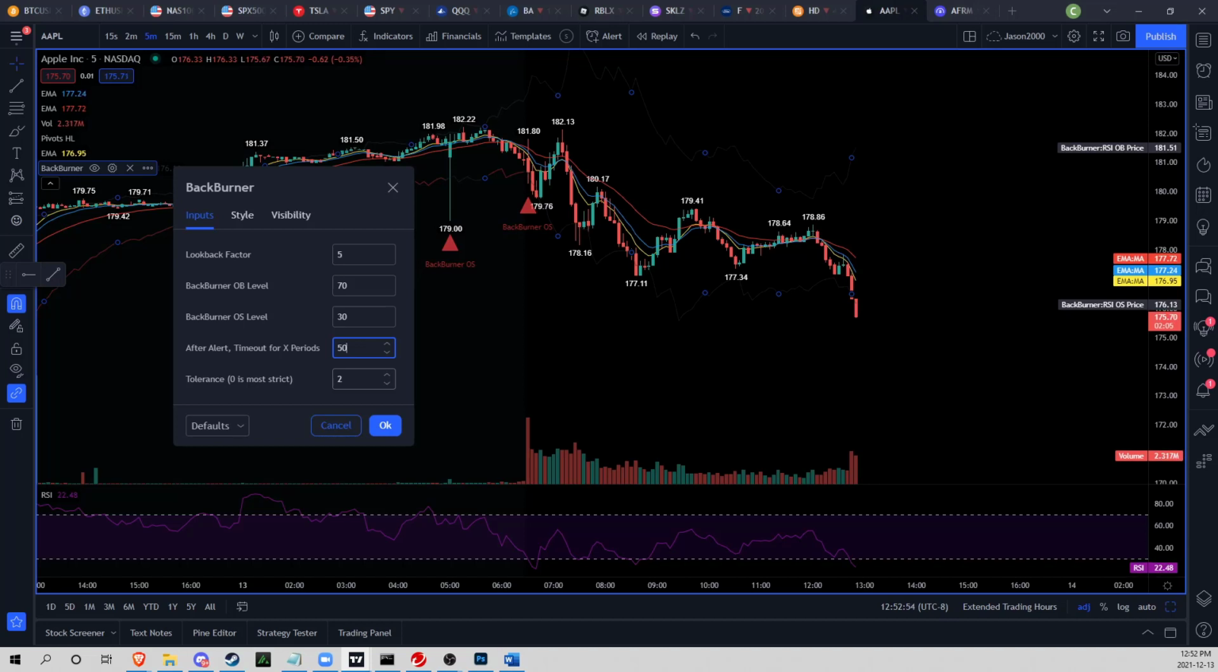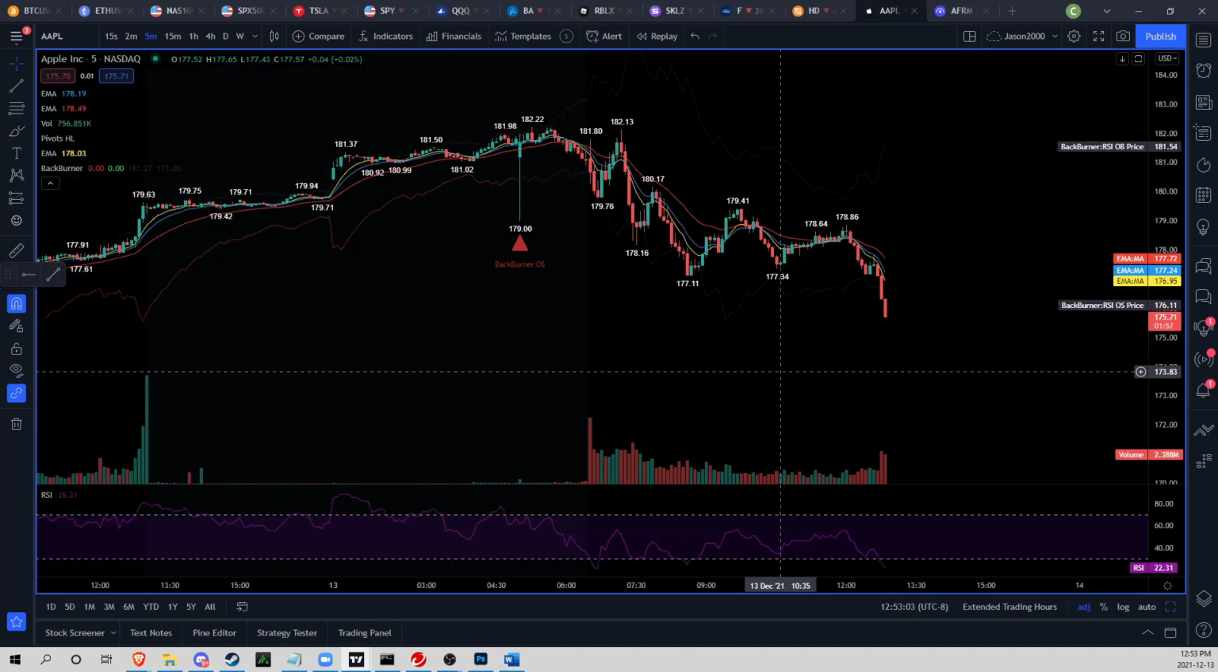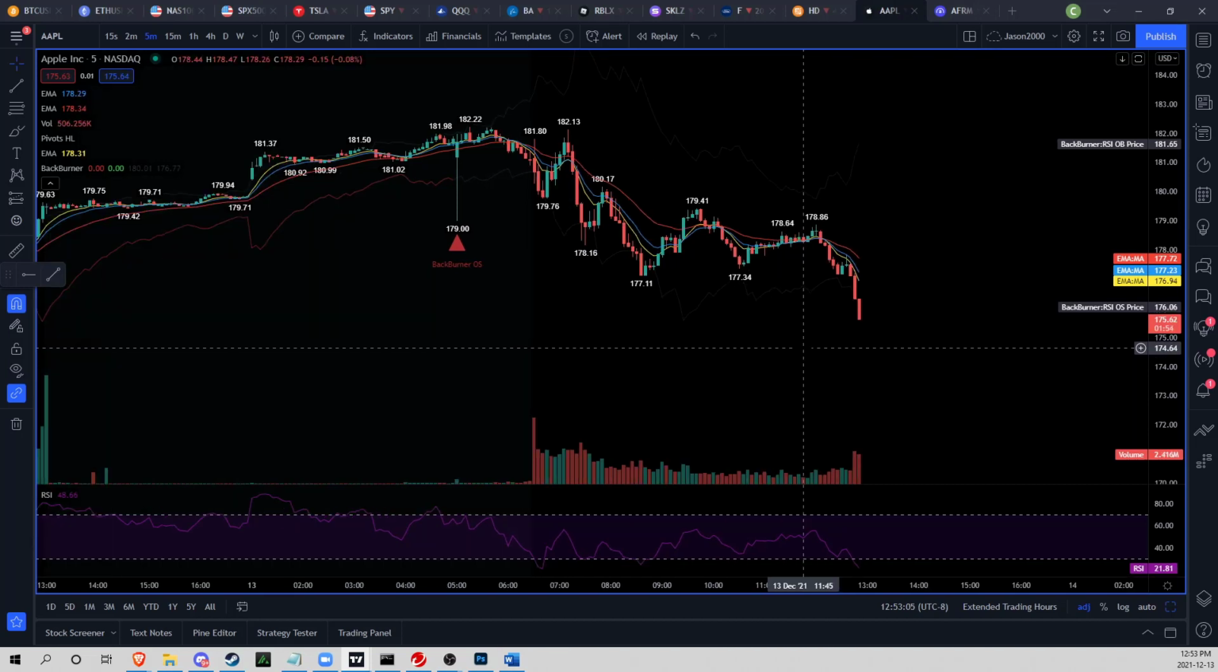I believe those are the basics of the BackBurner indicator. If any of you have any more questions after this, you're still not quite sure how to use it, you have more curiosities, feel free to send them my way. I will do another video and we will expand on this topic and make sure that this video is as effective as possible. Thanks.